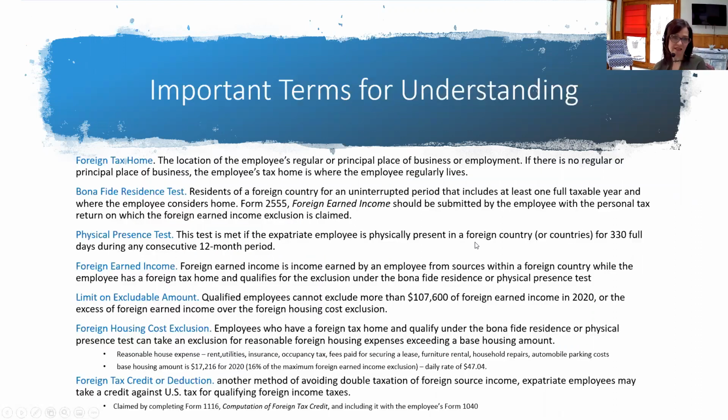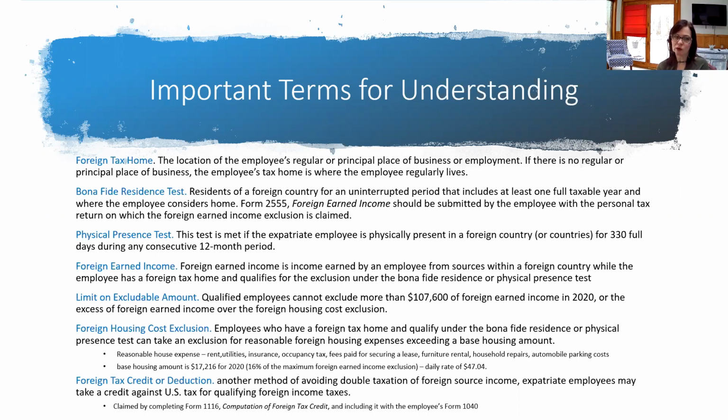Important terms for understanding. When you get this, I would definitely give this a look over. Foreign tax home. This is the location of the employee's regular or principal place of business or employment. If there is no regular or principal place of business, the employee's tax home is where the employee regularly lives. And what I read on that too is if somebody has a home in the States or is there for vacations and things, that does not count as their regular home. Bona fide resident test. This is the residence of a foreign country for an uninterrupted period that includes at least one full taxable year and where the employee considers home.